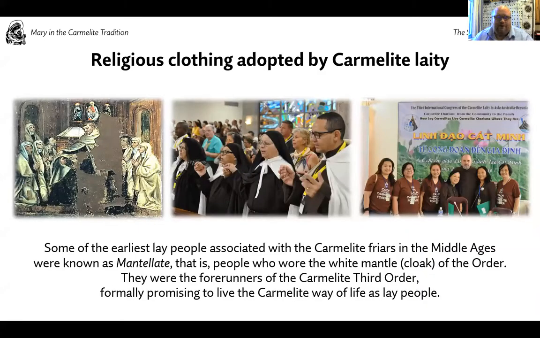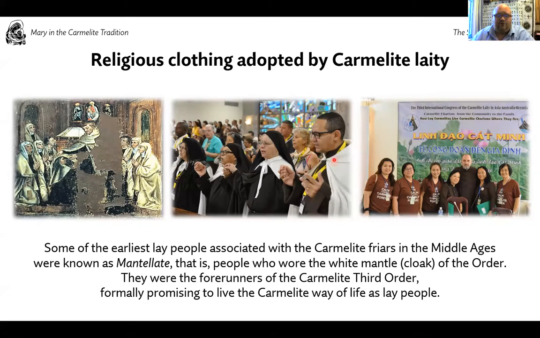Now, some of the earliest lay people that we know associated with the Carmelite friars in the Middle Ages, some of you will have heard of a bull called Cum Nulla, which the Pope issued in 1452, recognizing groups of lay people associated with the order for the first time. And in that text, there's a reference to the mantellati. And if you think of the first letters there, mantle, the mantellati are the cloak wearers. So groups of men and women who were not friars, but lay people who wore the white cloak. They were forerunners of our third order and professed to follow the Carmelite way of life as lay people.